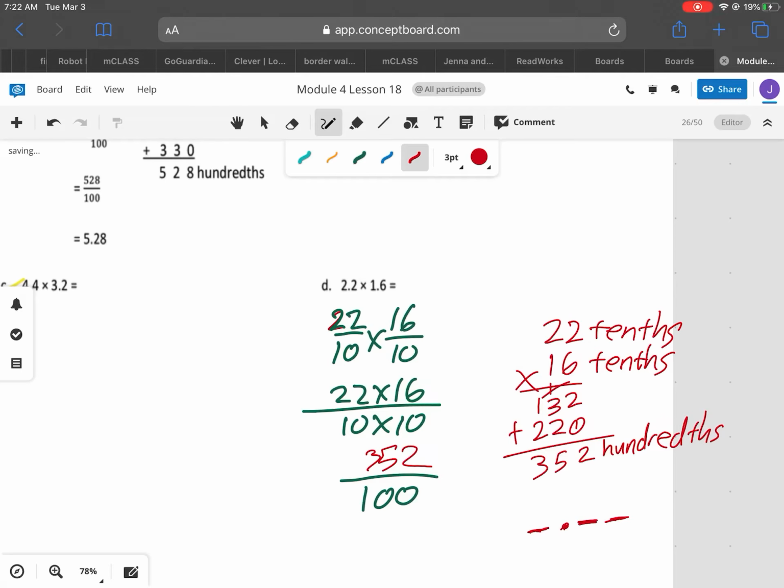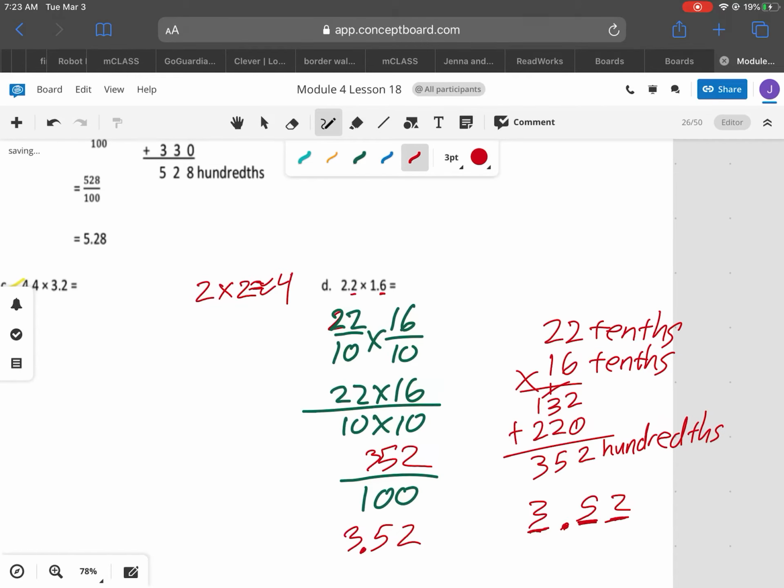We have our 1, 2 spaces here, so our 2 goes here, our 5 goes here, and our 3 goes here. Now, if I did my estimation, I would probably do 2 times 2 equals 4. So our answer should be close to 4. And 3 and 52 hundredths is close to 4. It's 3.5 with a little bit more. So that is close to 4. So again, 352 hundredths is right there. Now we have 1, 2 spaces, so that's another reason to do our 1, 2 spaces over here.